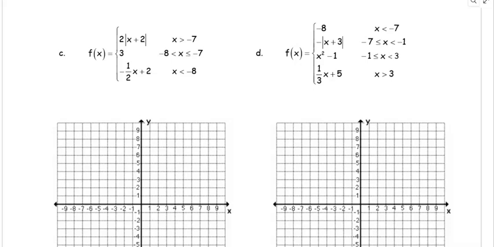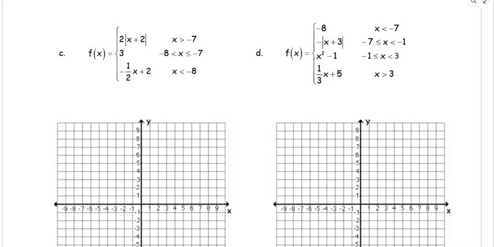All right, welcome back. So let's take a look at this next one. This one gets a little bit more complicated with the fact that we do have an absolute value as part of our piecewise function. But here's the thing, we know how to graph absolute values. We're still going to follow those same rules.